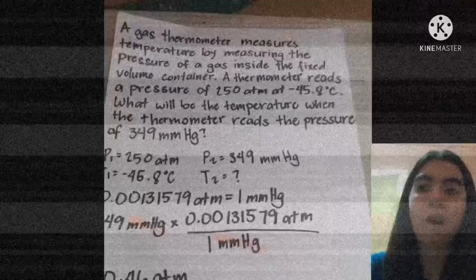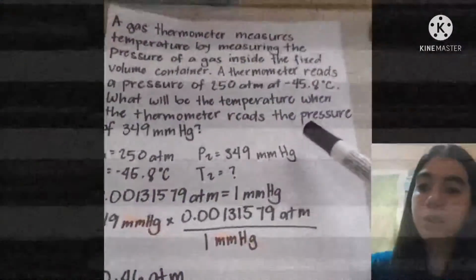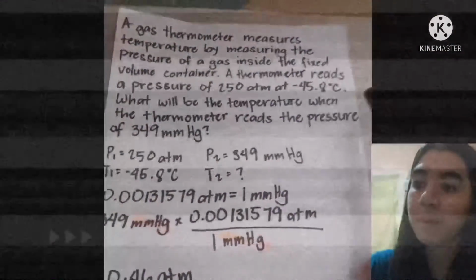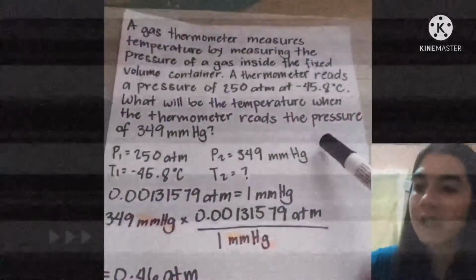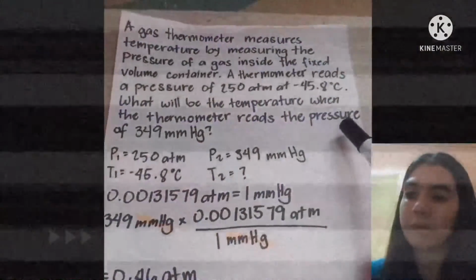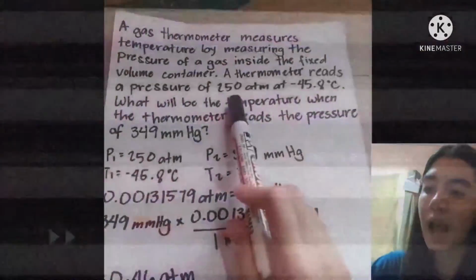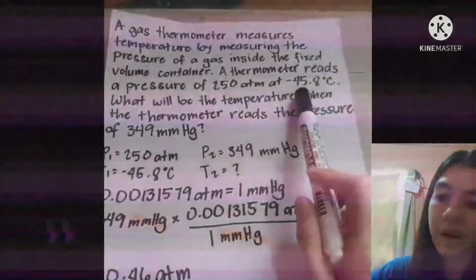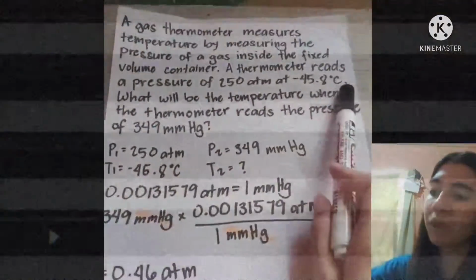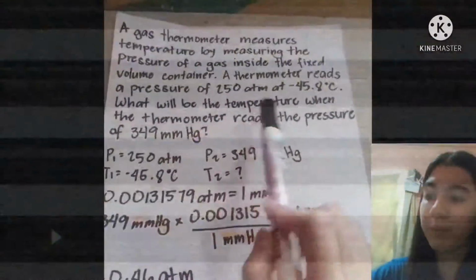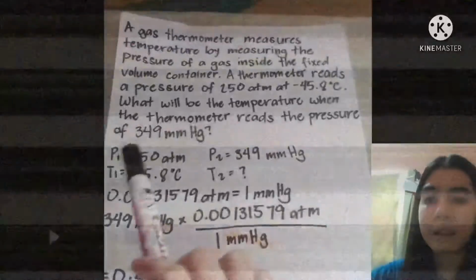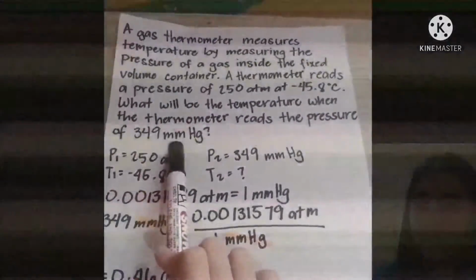Now, let's move on to our second problem. A gas thermometer measures temperature by measuring the pressure of a gas inside the fixed volume container. A temperature reads a pressure of 250 atm at negative 45.8 degrees Celsius. What will be the temperature when the thermometer reads the pressure of 349 mmHg?